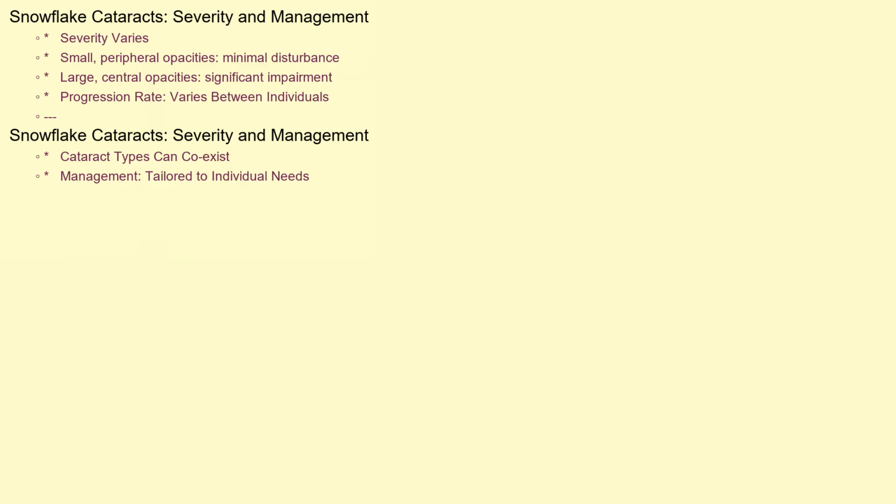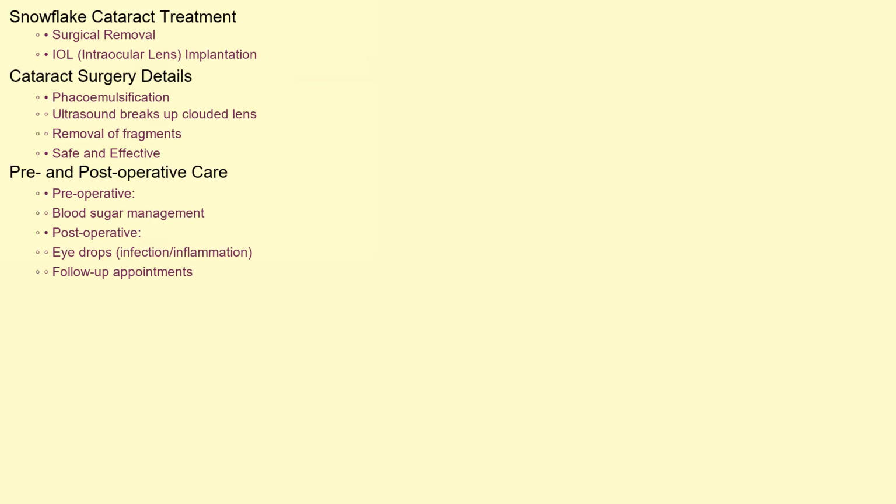It is important to consider that different types of cataracts can coexist in the same patient, and the management of cataracts should be tailored to the individual's needs. The primary treatment for snowflake cataracts is surgical removal of the clouded lens and replacement with an artificial intraocular lens, or IOL. Cataract surgery is a safe and effective procedure that typically involves phacoemulsification, where the clouded lens is broken up using ultrasound and then removed. The IOL is then implanted to restore clear vision.